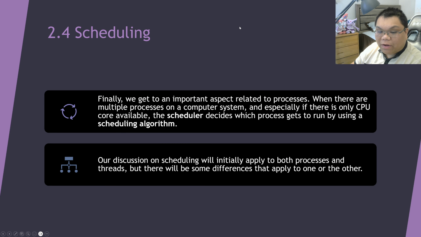And now we get to the one thing I've been wanting to get to for a while: scheduling. This is an important aspect related to processes. When there are multiple processes on a computer system, and especially if there's only one CPU core available, we have something called a scheduler that decides which process gets to run by using what's called a scheduling algorithm.